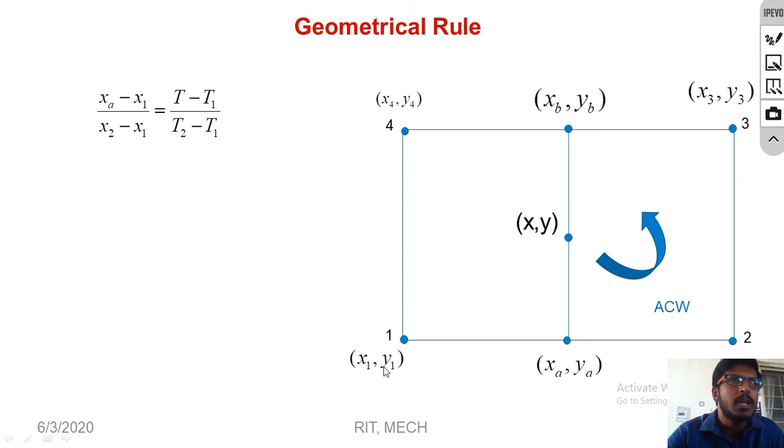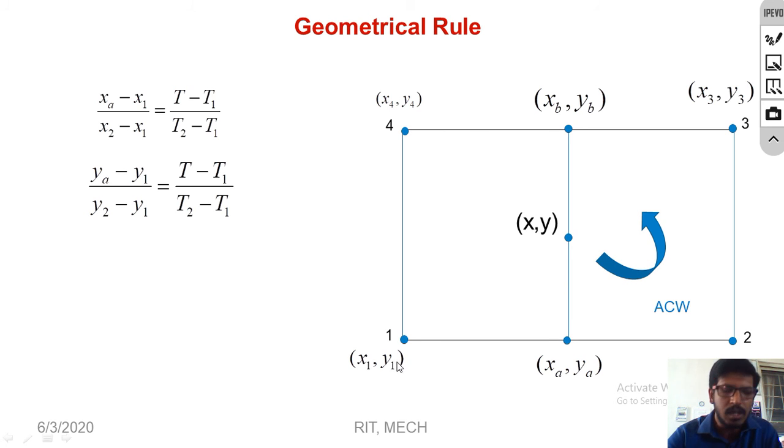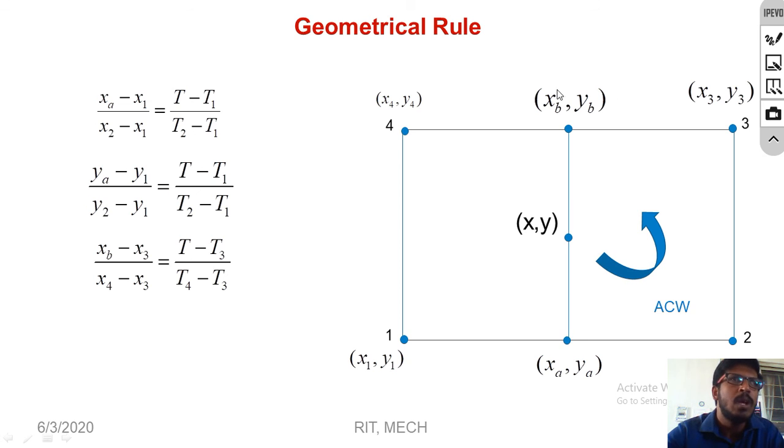XA minus x1 divided by x2 minus x1 is equal to the temperature at the particular point minus T1, divided by T2 minus T1. Here T1, T2, x1, x2, all the values are known, so from that you can find the XA value. The same thing I follow for YA: YA minus Y1 divided by Y2 minus Y1 is equal to T minus T1 divided by T2 minus T1. Next I am going to find XB, YB.